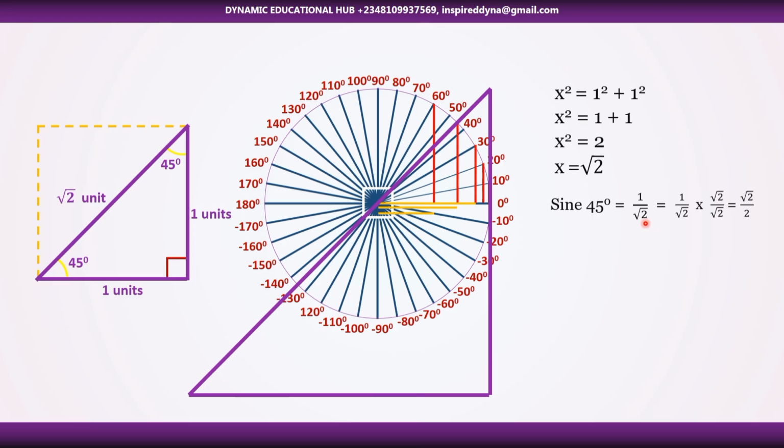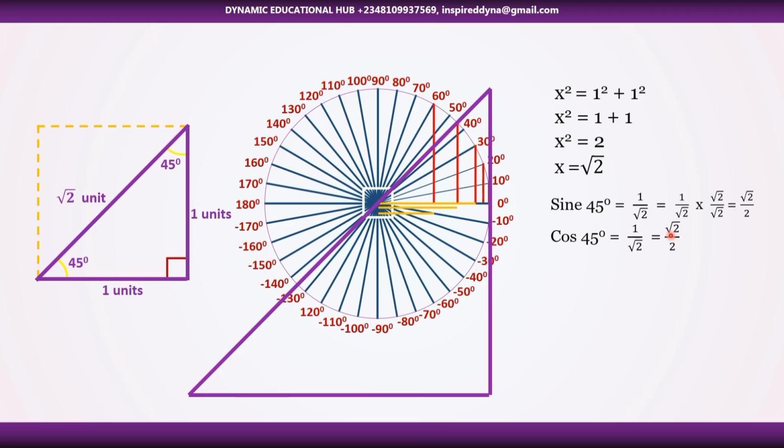You can confirm that by using your calculator. We'll get the same thing, but most times in mathematics we rationalize the denominator. That is why we have root 2 over 2. That is sine 45. If you do the same thing for cos 45, since opposite and adjacent are the same, we are still going to have 1 over root 2, and if you rationalize it, you still have root 2 over 2. That is sine 45 and cosine 45.